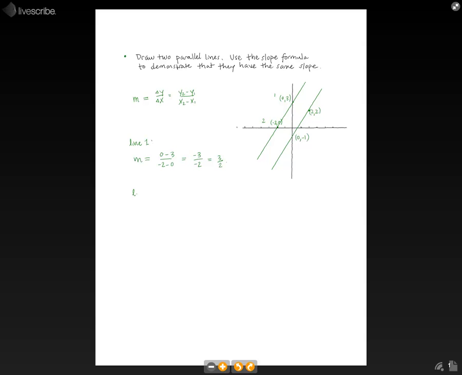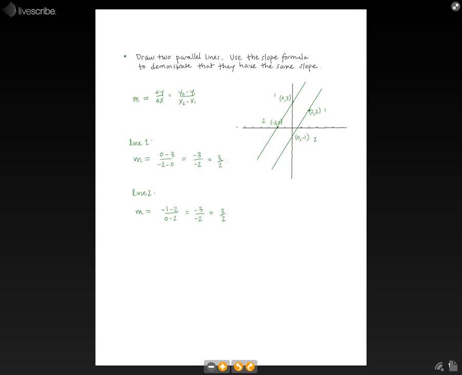Let's do line 2. Here, again, we'll call this point 1 and point 2. So y2 is -1 minus 2 over 0 minus 2. -1 minus 2 is going to be -3 over 0 minus 2 is -2, and again cancel out the negatives, and we get 3/2, the same slope.